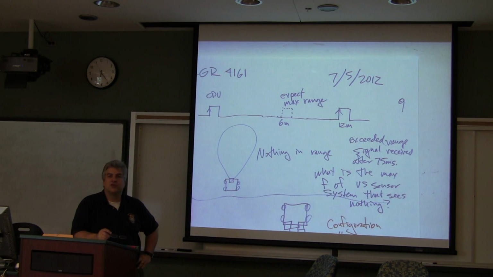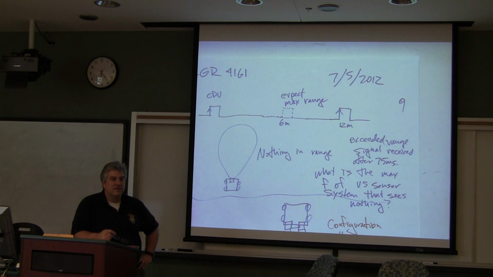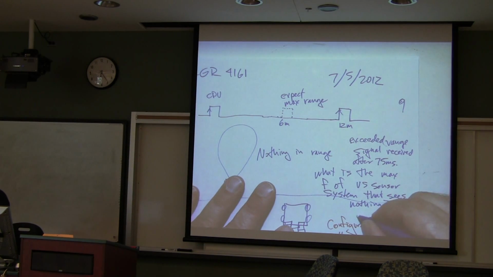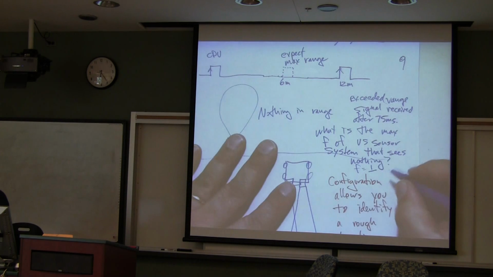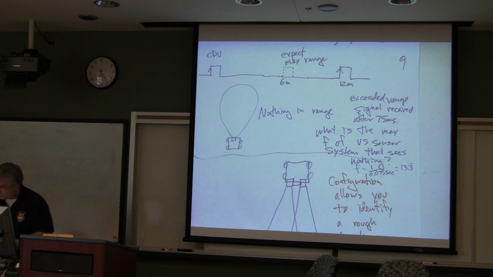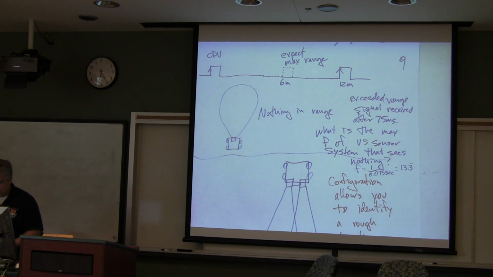So how often is that ultrasound system sending? Once every 75 milliseconds, correct? So the frequency is 1 over 75. Frequency is equal to 1 over 0.075 seconds, which is 13.3 hertz.